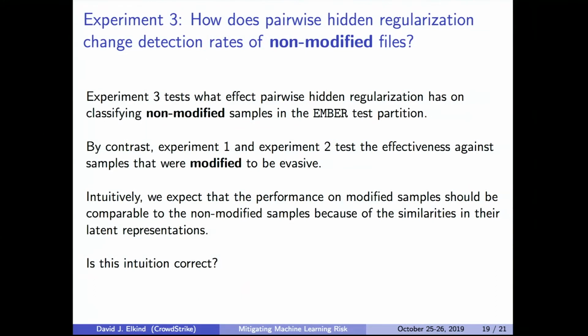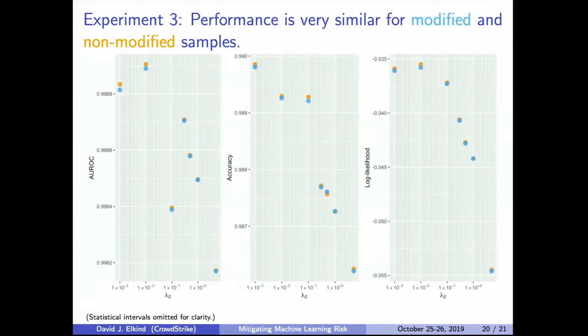Experiment 3. Does the regularization change the detection rate of non-modified files? So, if we add this regularization, do we get better or worse when we look at non-modified samples in the corpus? It's possible that the regularization is really good at detecting modified, but not the non-modified. Intuitively, the expectation is that the performance should be the same when you have non-modified samples, because we want the model to think about the modified and non-modified the same way. We've already shown that the norms are smaller when you apply the regularization. So our intuition is that these should end up matching. And our intuition is basically correct.